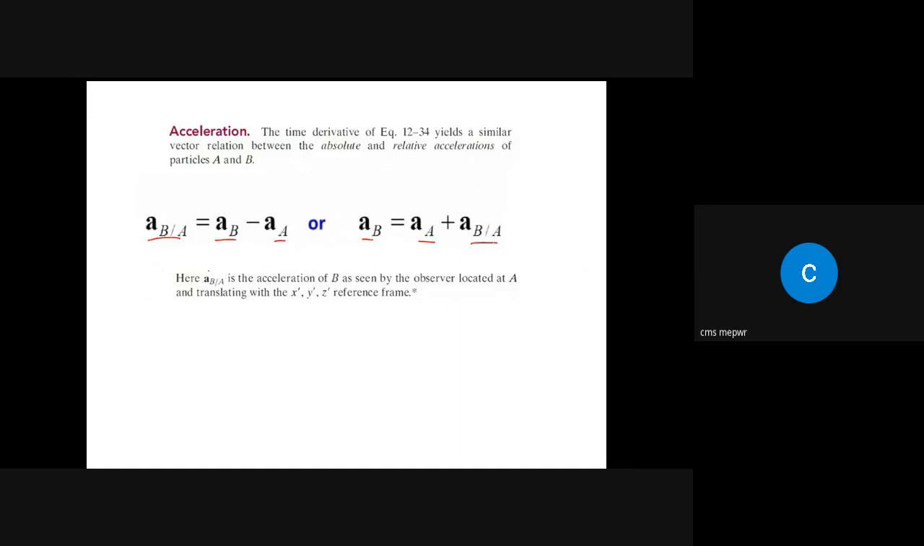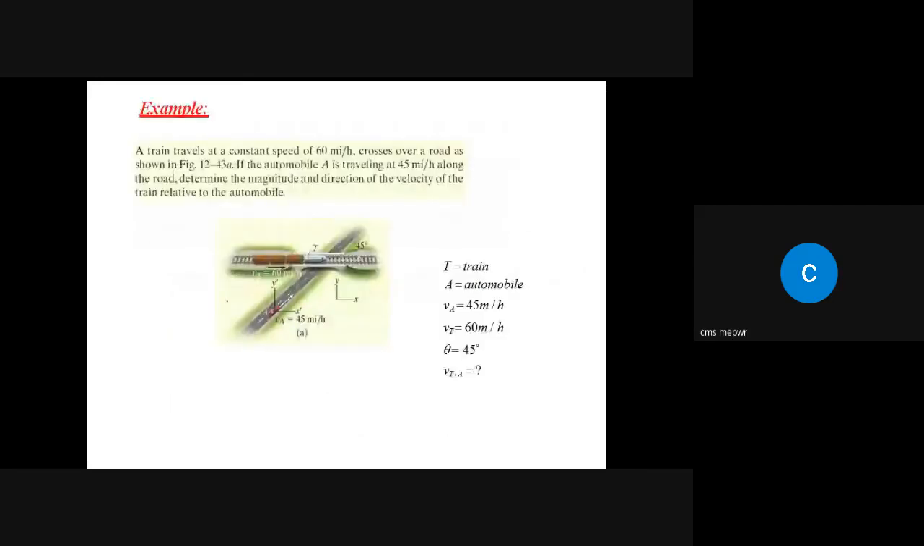Okay, so here the acceleration B by A is the acceleration of B seen by the observer located at A. This is the acceleration of particle B while the observer is at reference A. And at reference A, the coordinates that we have are x dash, y dash, and z dash. And remember that observer A is in a translating frame having the coordinate axes represented as x dash, y dash, and z dash. Okay, so now to understand this conceptually, let's have an example.